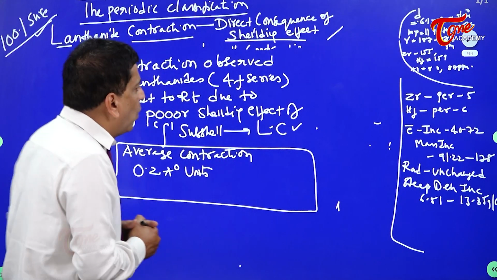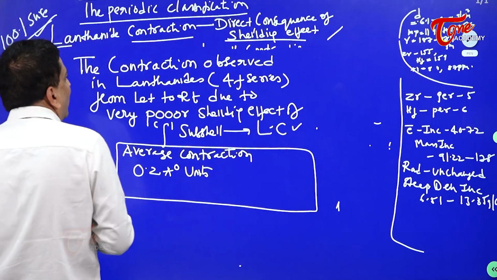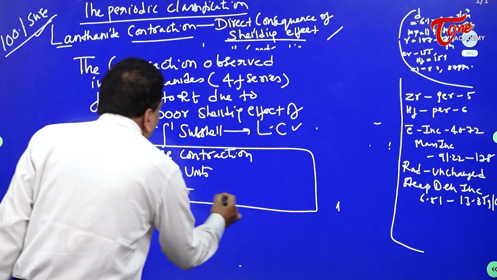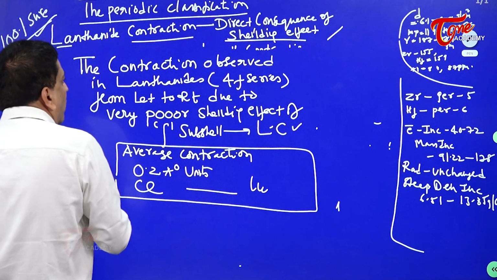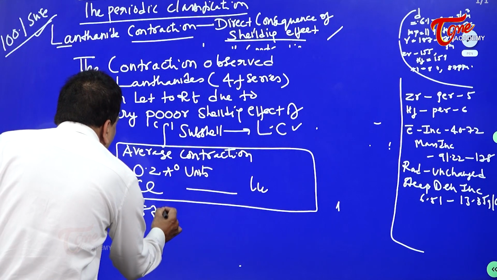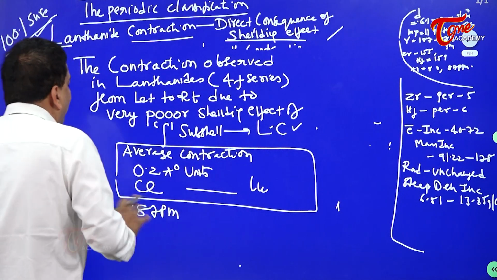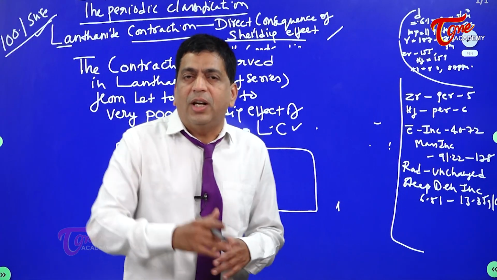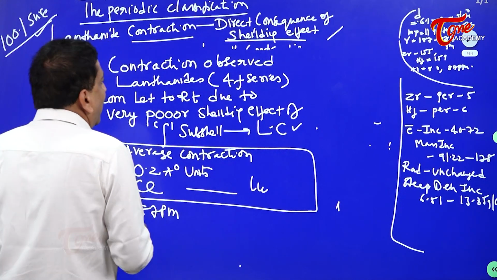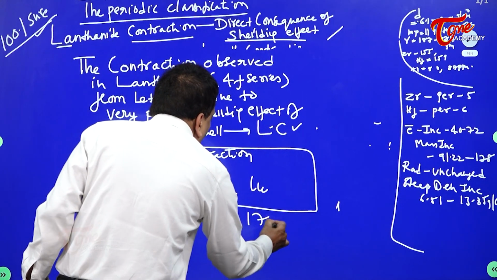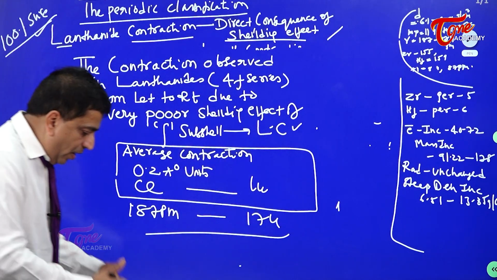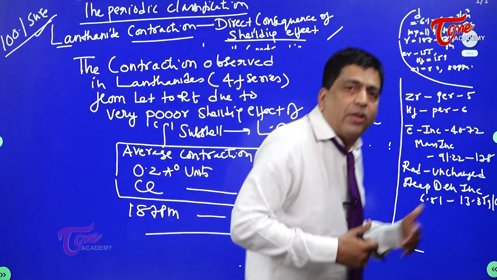If you actually see the proper values, it all starts from cerium and ends at lutetium. And if you look into the way it has changed, it starts at approximately 187 picometers. You can check the actual values in your Clark tables. It starts from 187 and ends somewhere around 174. And this is a regular decrease in the lanthanides.